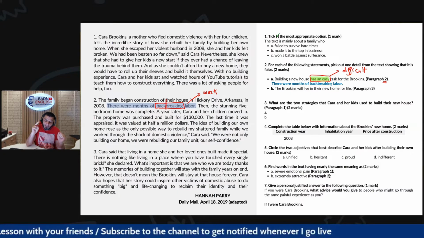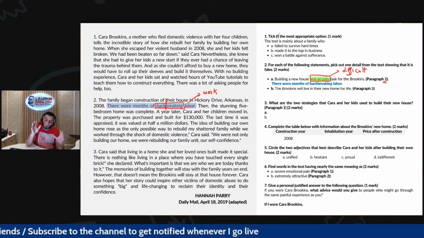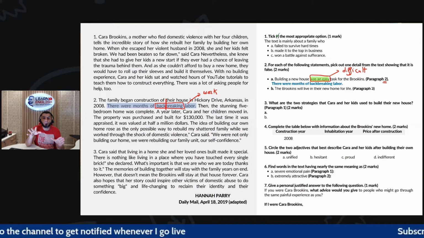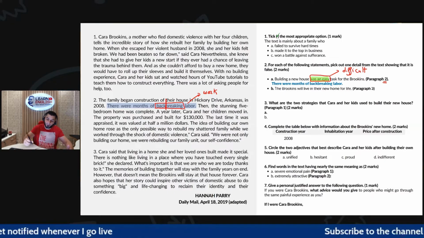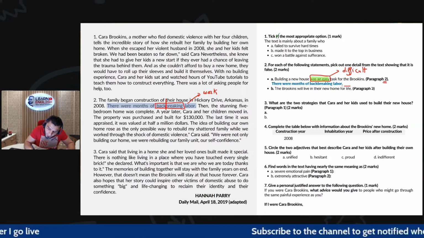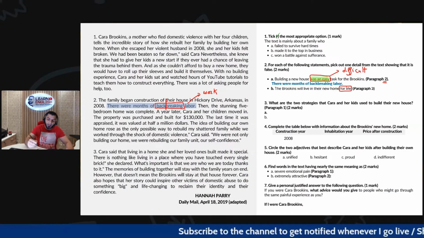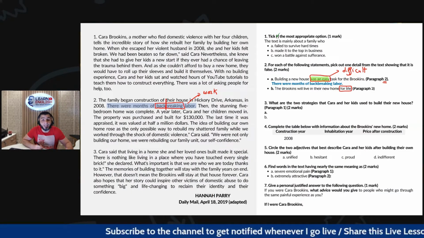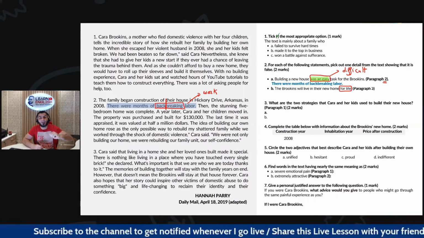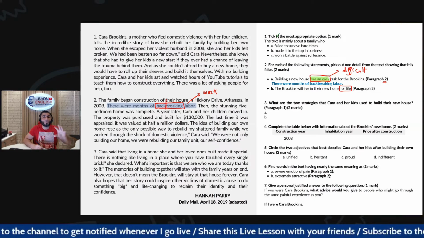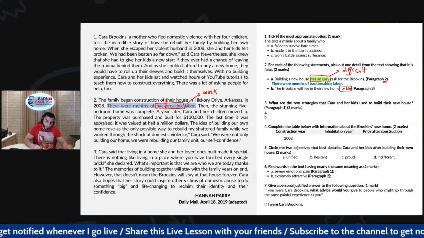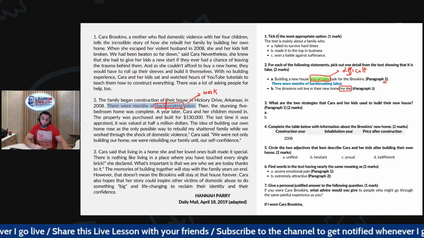Let's move on to the second one. The Brookens will live in their new home for life. Of course, they will not live there for life. So here I have to read the third paragraph and try to help me write your answer in the comment section below. What do you think the correct answer here is for this one?